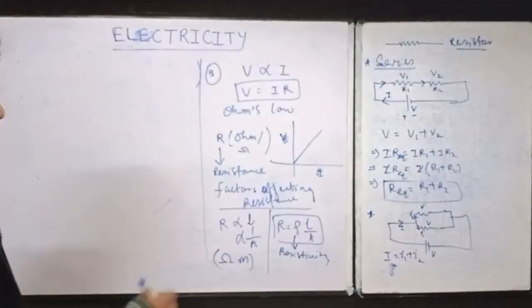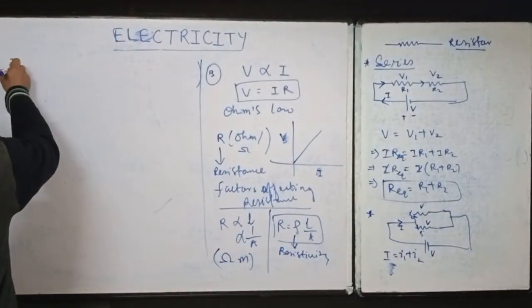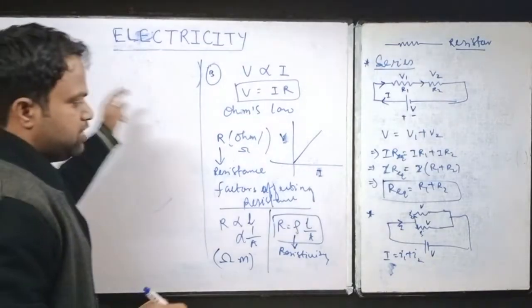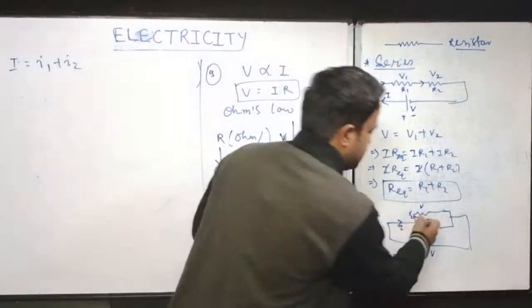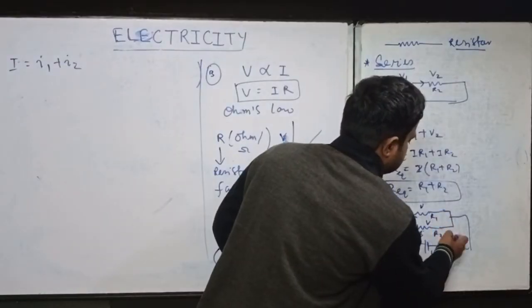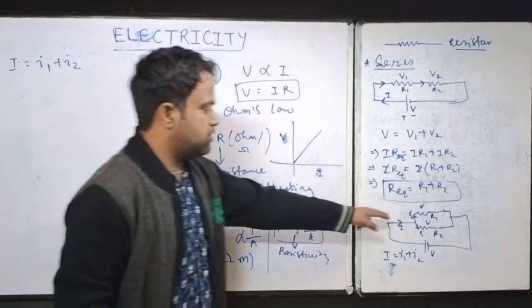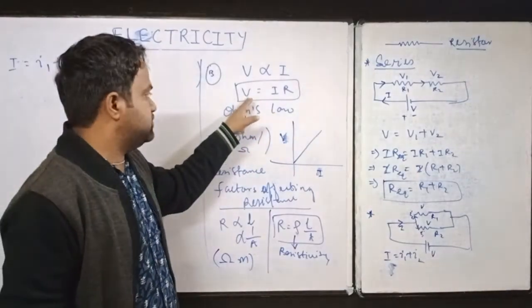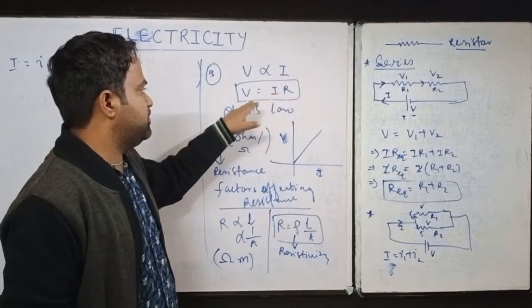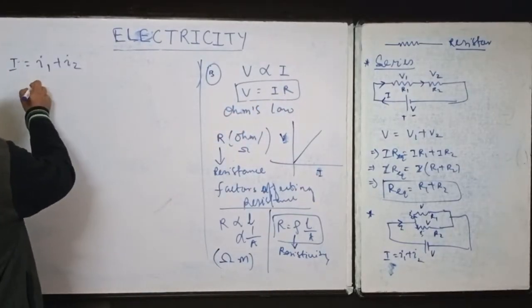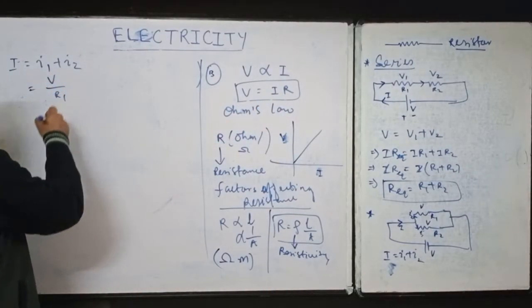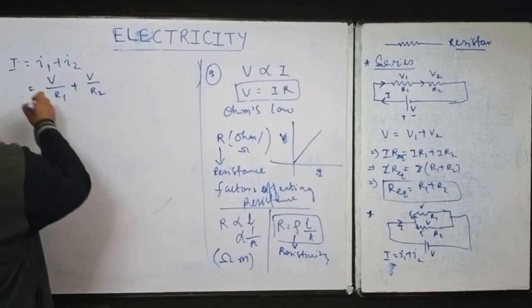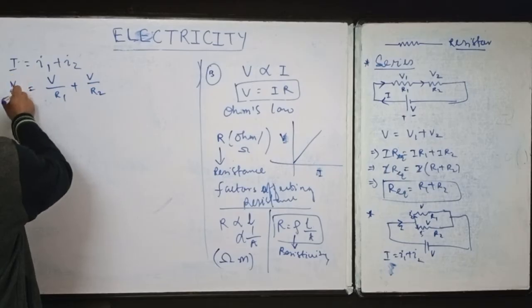Fine. So what we have done, we are writing that I equals I1 plus I2. Now you see, same V and the resistors are different. Let's say this is R1, this is R2. From Ohm's law, V equals IR, so I equals V upon R. So I1 is V upon R1, same voltage, and I2 equals V upon R2, and this I equals V upon R.